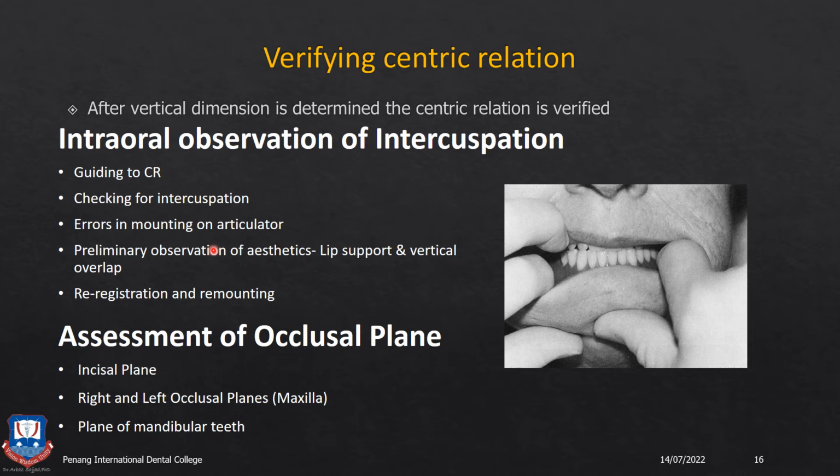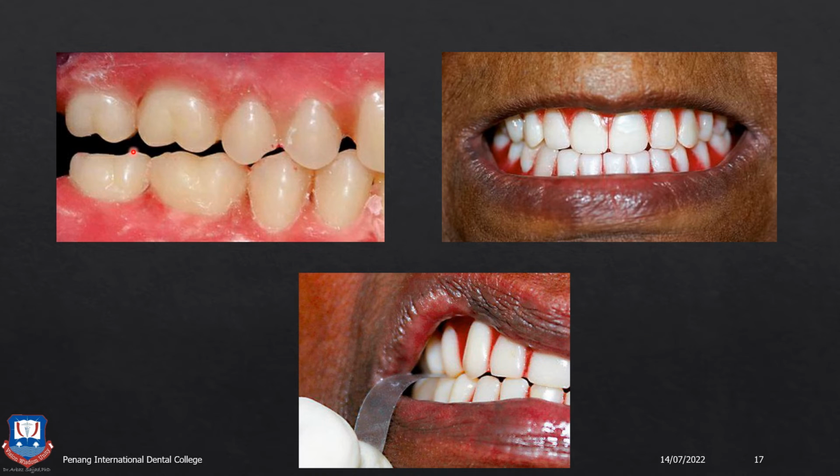and then you will finalize the denture. So you will check the incisal plane, you will check the occlusal plane, and you will check the plane of the mandibular teeth. All these things are verified along with the centric relation. So say this is a scenario where the patient bites in centric maximum intercuspation, that is, in centric relation.